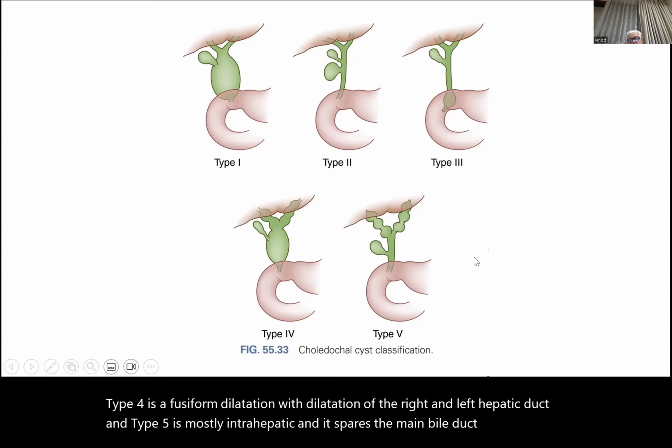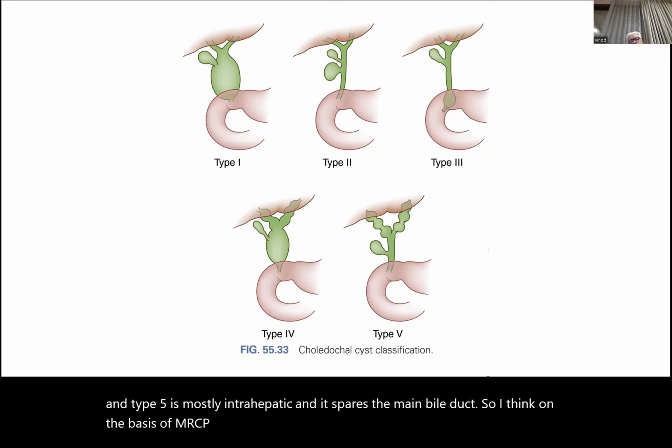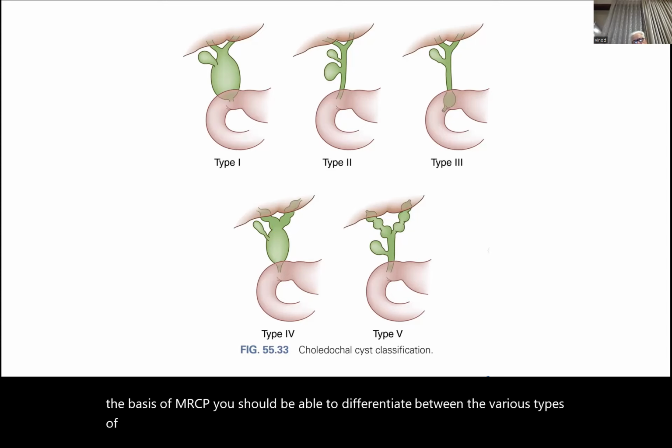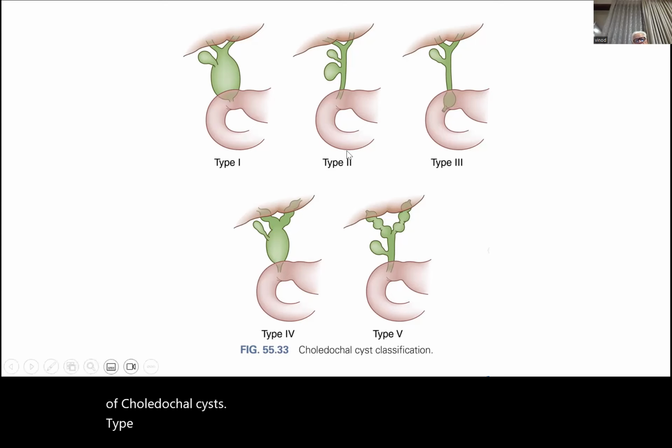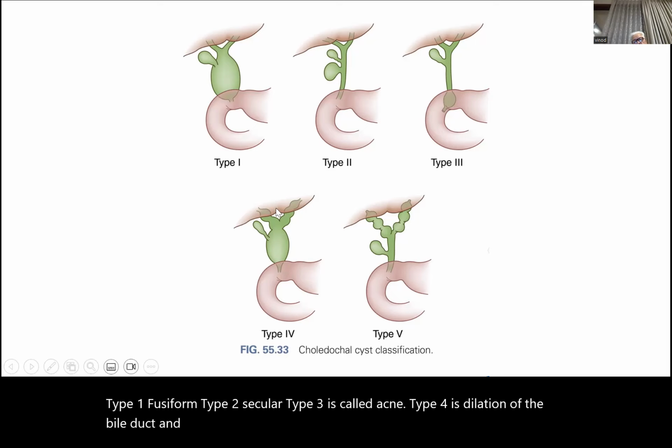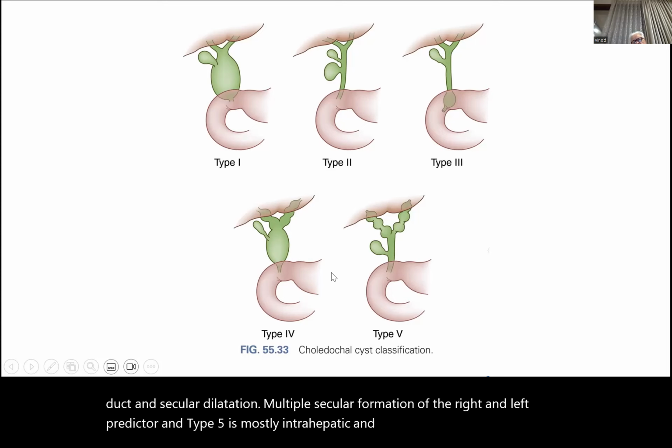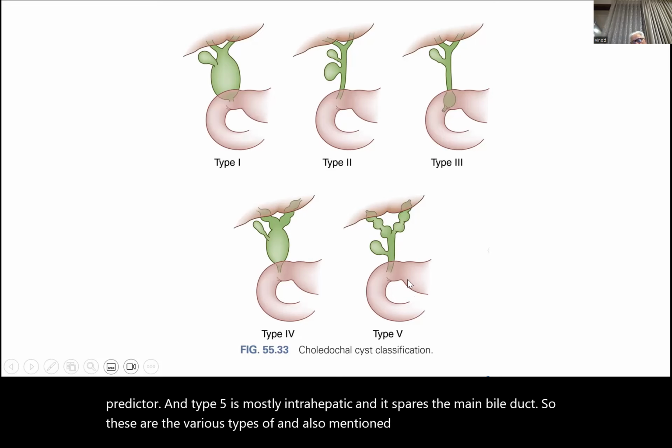So I think on the basis of MRCP, you should be able to differentiate between the various types of choledochal cyst. Type 1, fusiform. Type 2, saccular. Type 3 is choledochocele. Type 4 is dilatation of the bile duct and saccular dilatation, multiple saccule formation of the right and left hepatic duct. And type 5 is mostly intrahepatic, and it spares the main bile duct. So these are the various types, and it's also referred to as Caroli's disease.